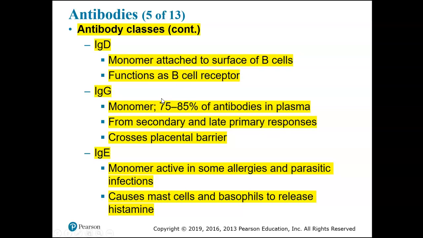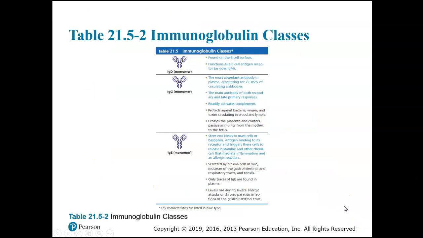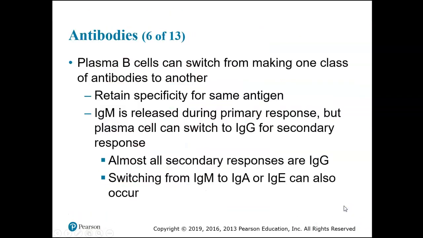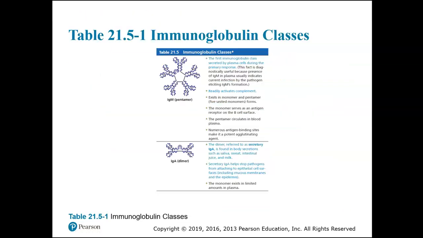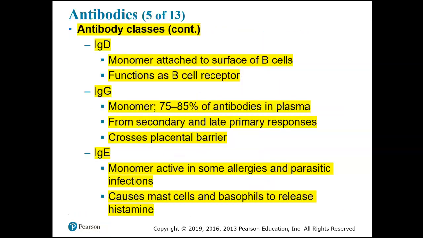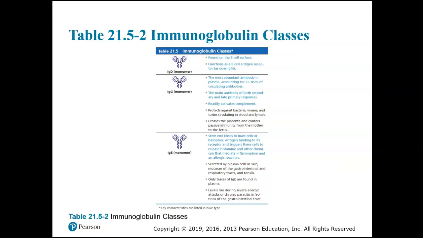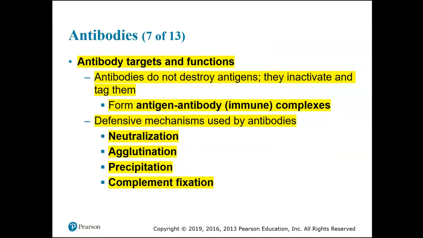IgG antibodies represent 75 to 85% of the antibodies in our blood plasma. They can cross the placental barrier from mother to fetus. And IgE antibodies are active in some allergies and parasitic infections and cause mast cells and basophils to release histamine. And then you have a table that shows you the IgM, IgA, IgD, and IgE antibodies or immunoglobulins.